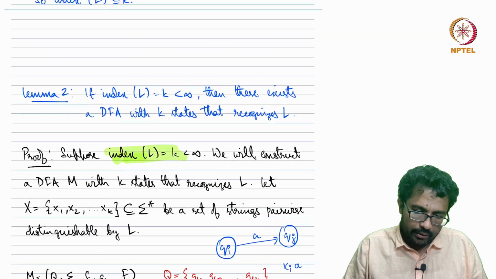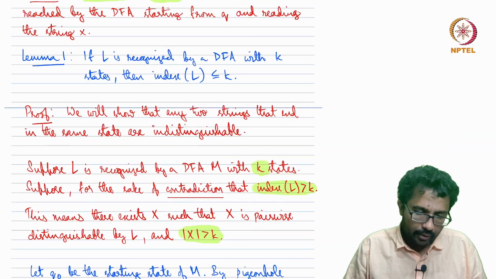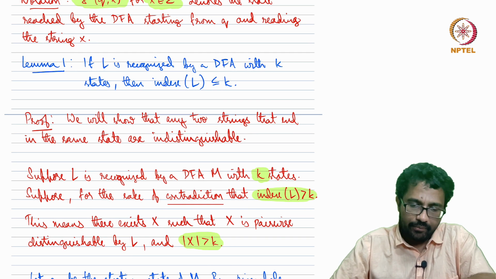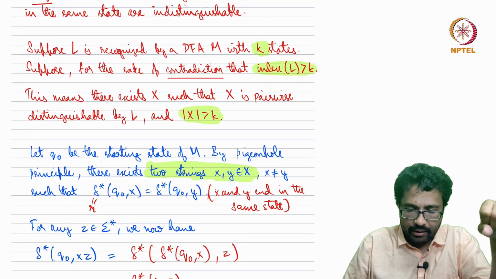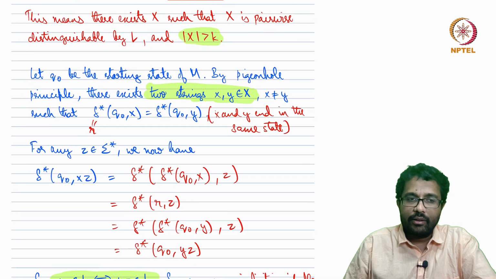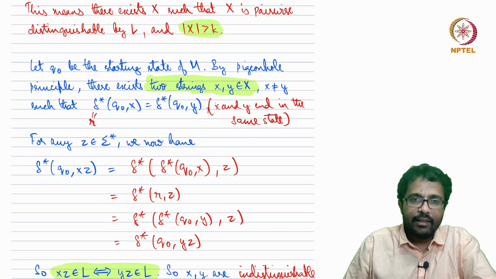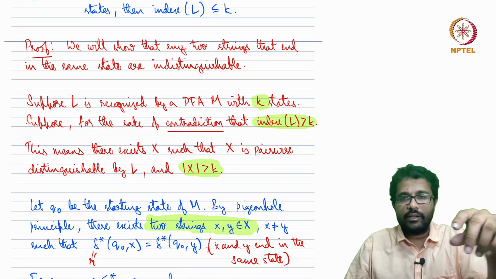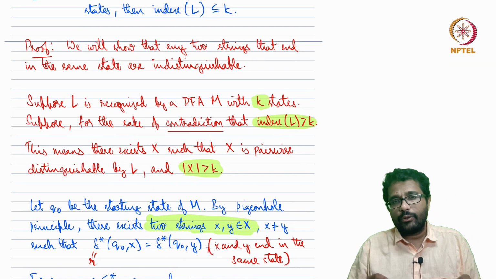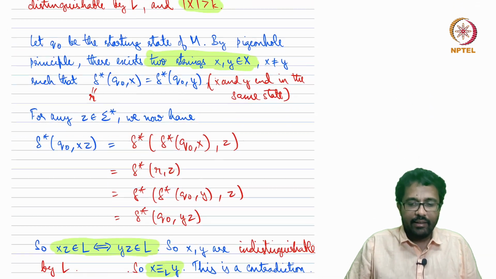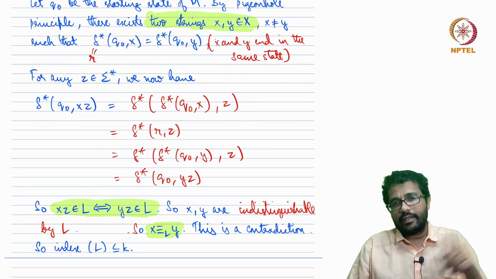So what we showed is the proof of lemma 1 and lemma 2. Lemma 1 said that if L is recognized by a DFA with k states, then the index is at most k. This was shown by assuming that this is not the case, and then showing a contradiction. If the index was greater than k, then we showed that two strings from the pairwise distinguishable set must end at the same state, and then we said that anything that ends at the same state must be pairwise indistinguishable, which contradicts what we said earlier.